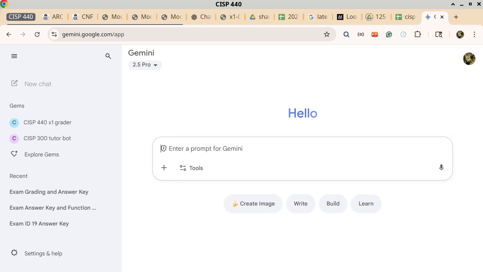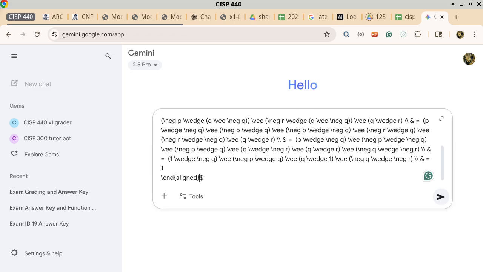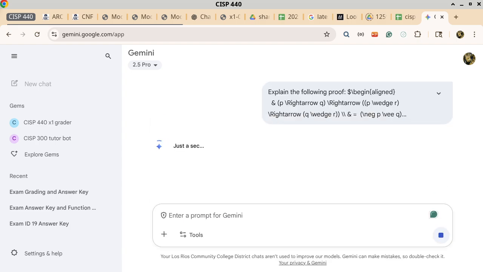So we'll go ahead and say, explain the following proof. And you have to remember to use dollar signs to start and stop the LaTeX syntax. So there we go, we just have a gigantic paste here. Press the enter key. And I'm just curious, does Gemini know how to explain, or at least does it understand the proof? Looks like it does, because otherwise it would just come back and say, I have no idea what you just talked about.